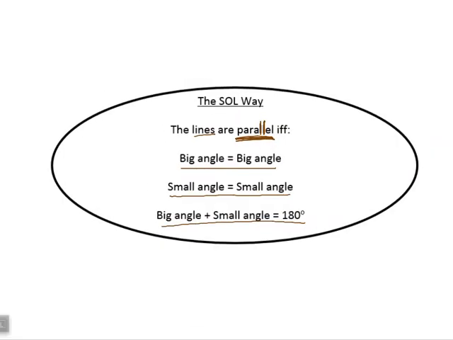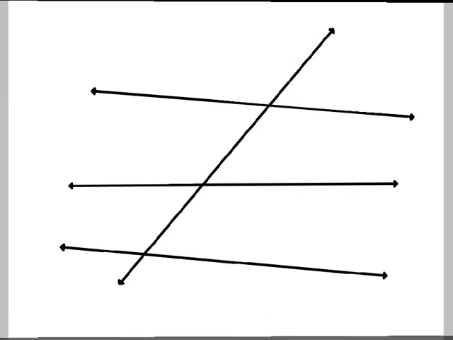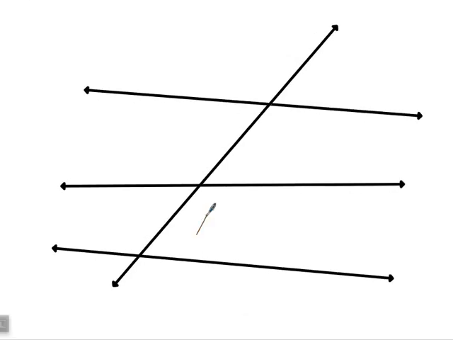So again, this is when lines are parallel, that the same size angles equal each other, and different size angles have to add up to 180. Now sometimes you have a picture with many different lines, or the lines don't really look parallel. I always suggest start by identifying the transversal. The transversal is a line that crosses the other lines. So that's this, the transversal.